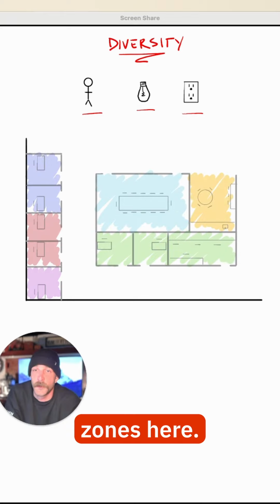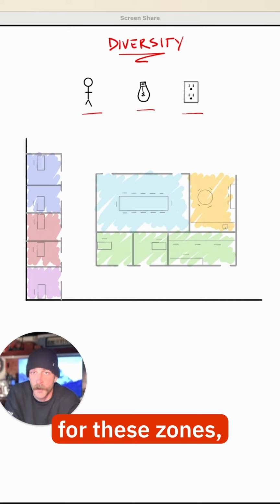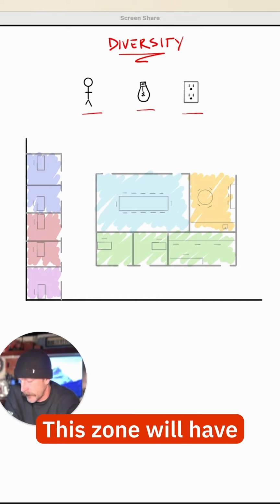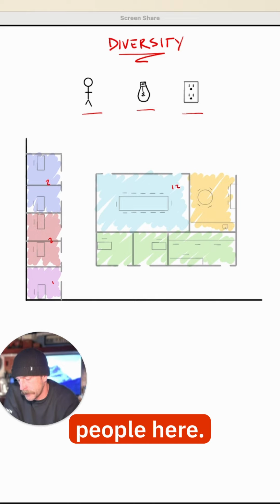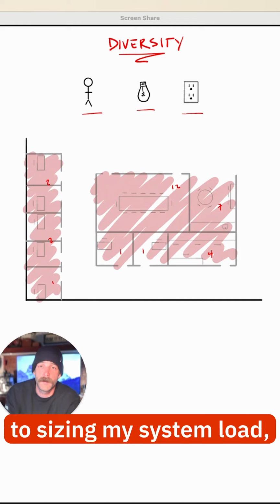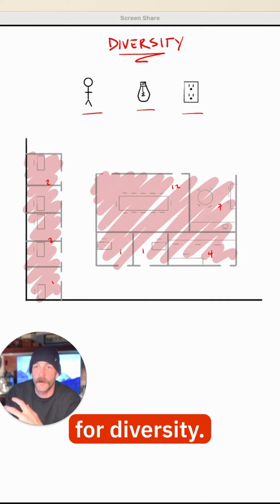Say I've got these zones here. If I'm sizing equipment for these zones, then I'm going to include the total number of people in each zone. This zone will have 2 people, 12 people here. I'm sizing my zones for the maximum load they're going to see. But when it comes to sizing my system load, I need to account for diversity.